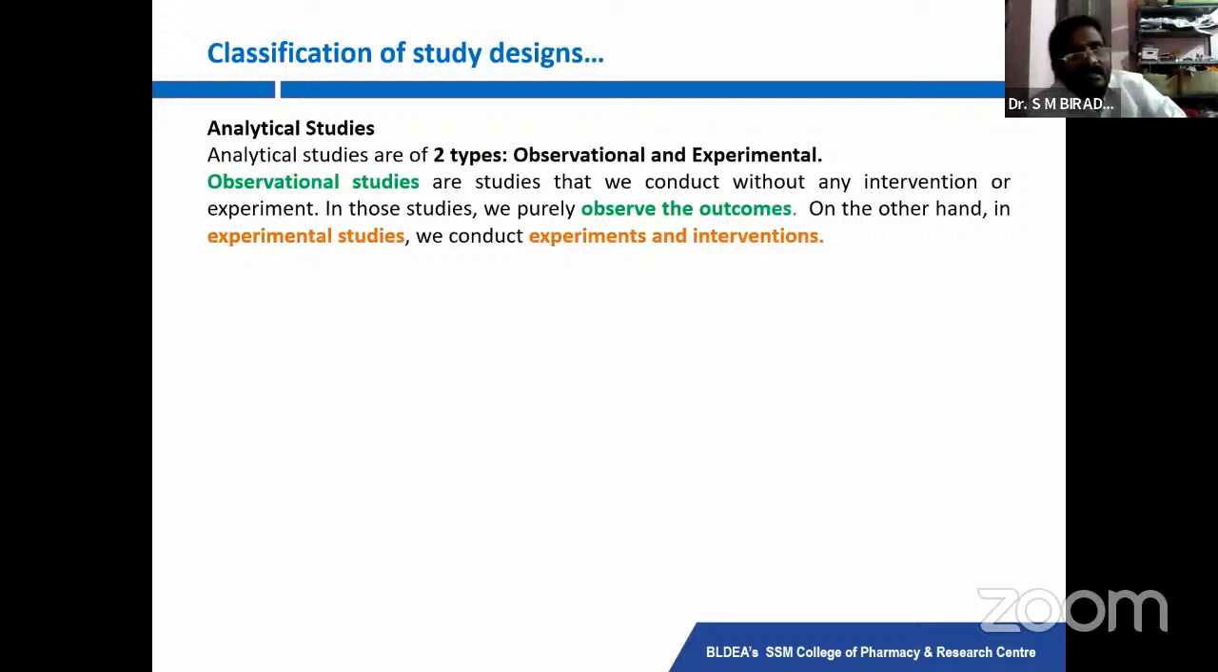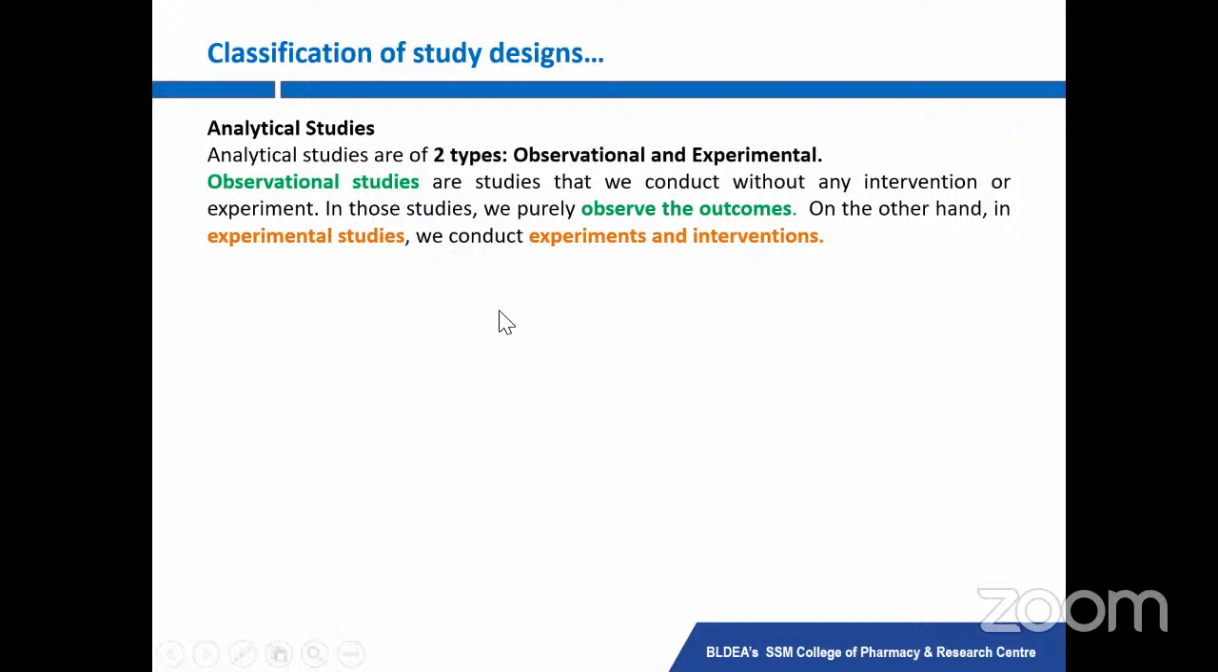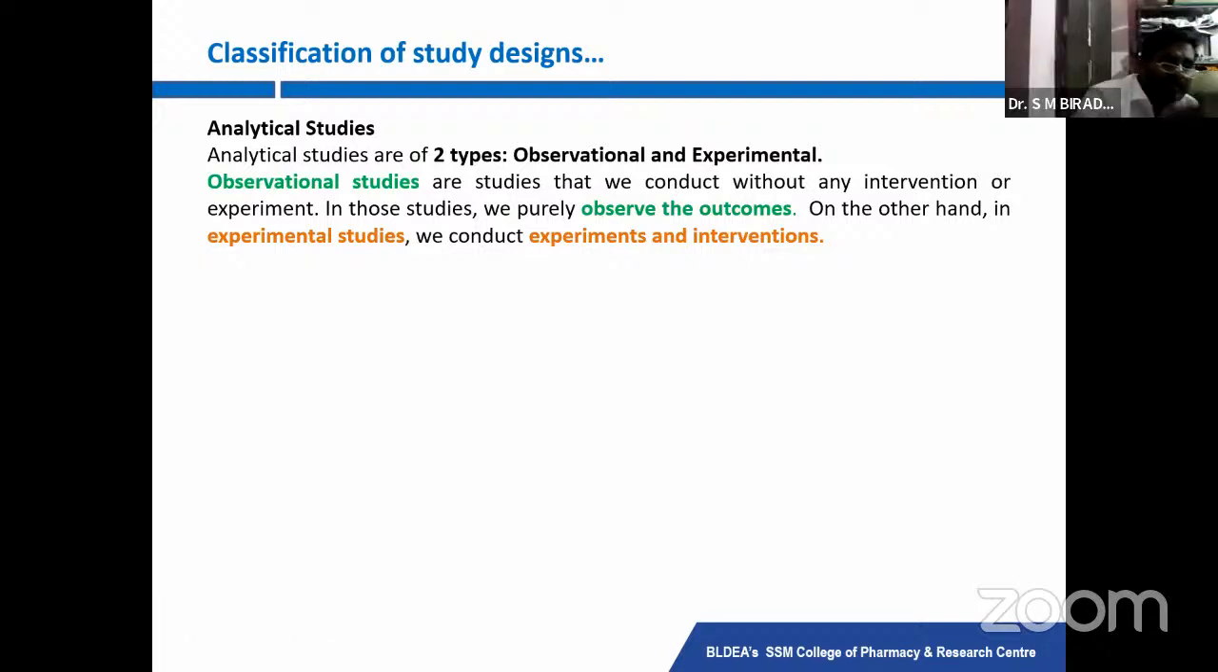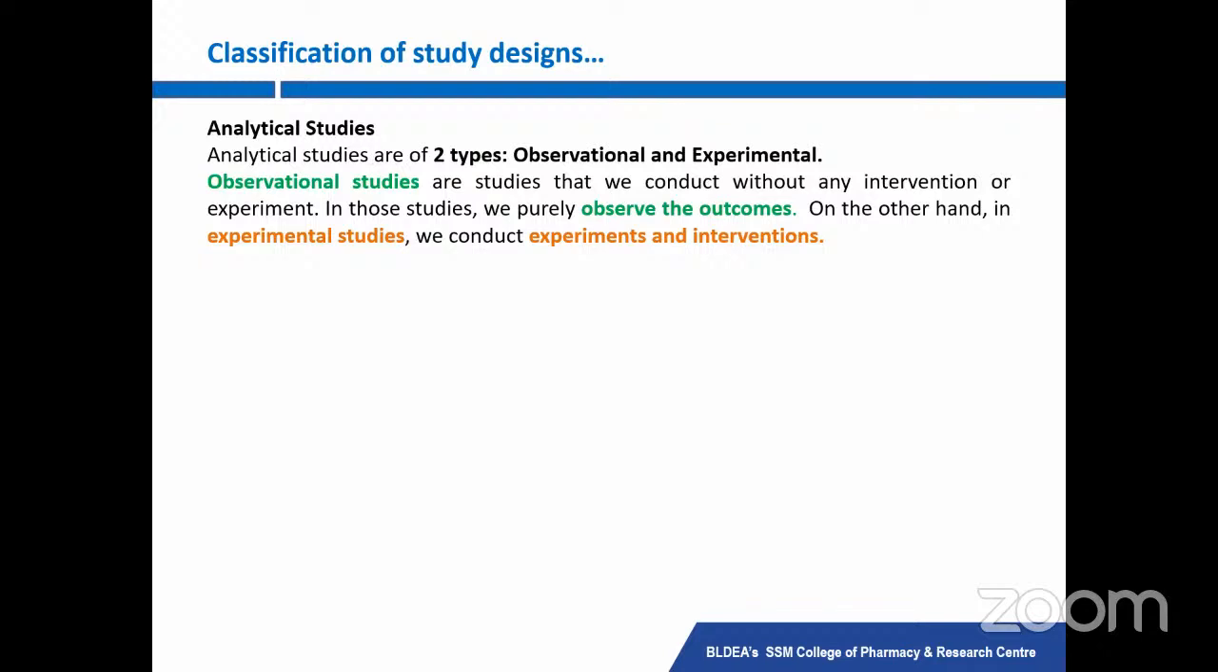Then another one is the analytical studies. Analytical studies are basically classified into two types, observational and experimental. Observational studies are those that we conduct without any intervention, as I explained earlier, or any experiment. So we are not doing any kind of intervention or experiment. That's why it is called an observational study.